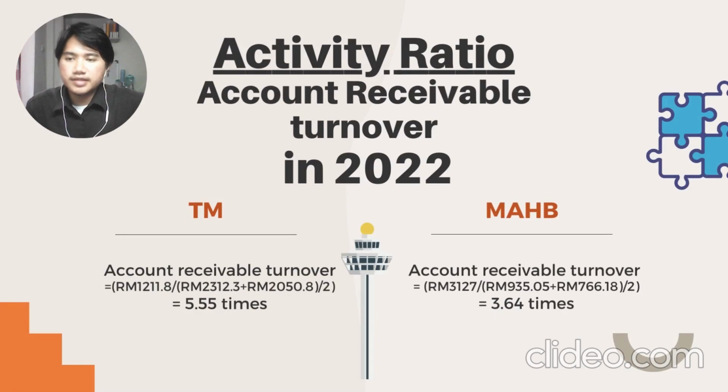Next, the second component in activity ratio, which is accounts receivable turnover. For Telekom Malaysia Berhad, accounts receivable turnover is 5.55 times, which implies that Telekom Malaysia Berhad converted its accounts receivable to cash 5.55 times per year. For Malaysia Airlines Holding Berhad, accounts receivable turnover is 3.64 times per year. So for the comparison, Telekom Malaysia Berhad's accounts receivable turnover is greater, which indicates Telekom Malaysia Berhad is better in turning its accounts receivable to cash.